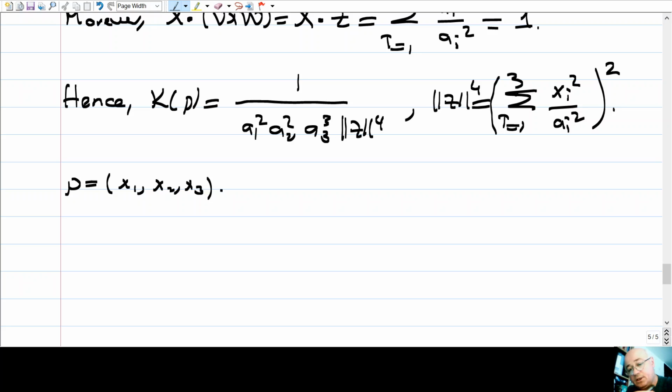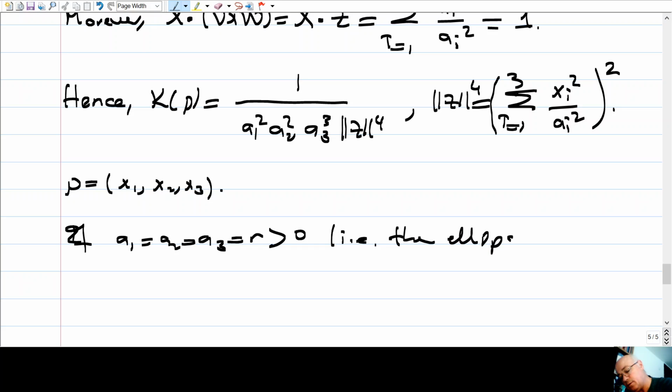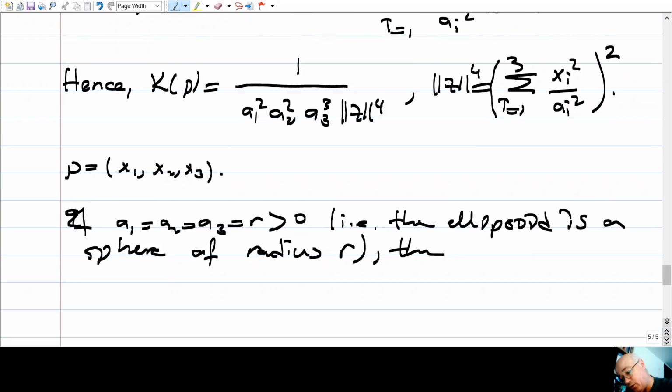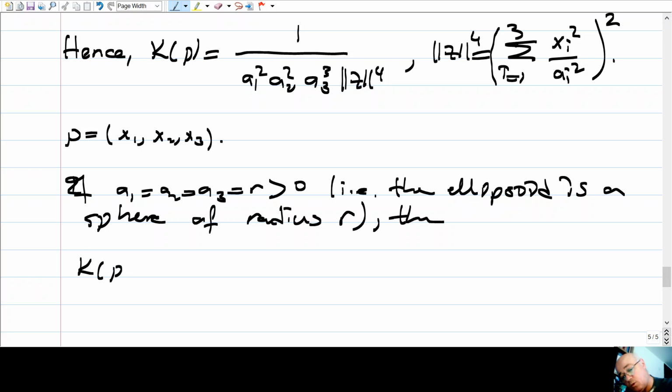If this ellipsoid is a sphere, if a1 is equal to a2, equal to a3, all equal to r, in other words, the ellipsoid is a sphere of radius r, then of course this quantity becomes what?